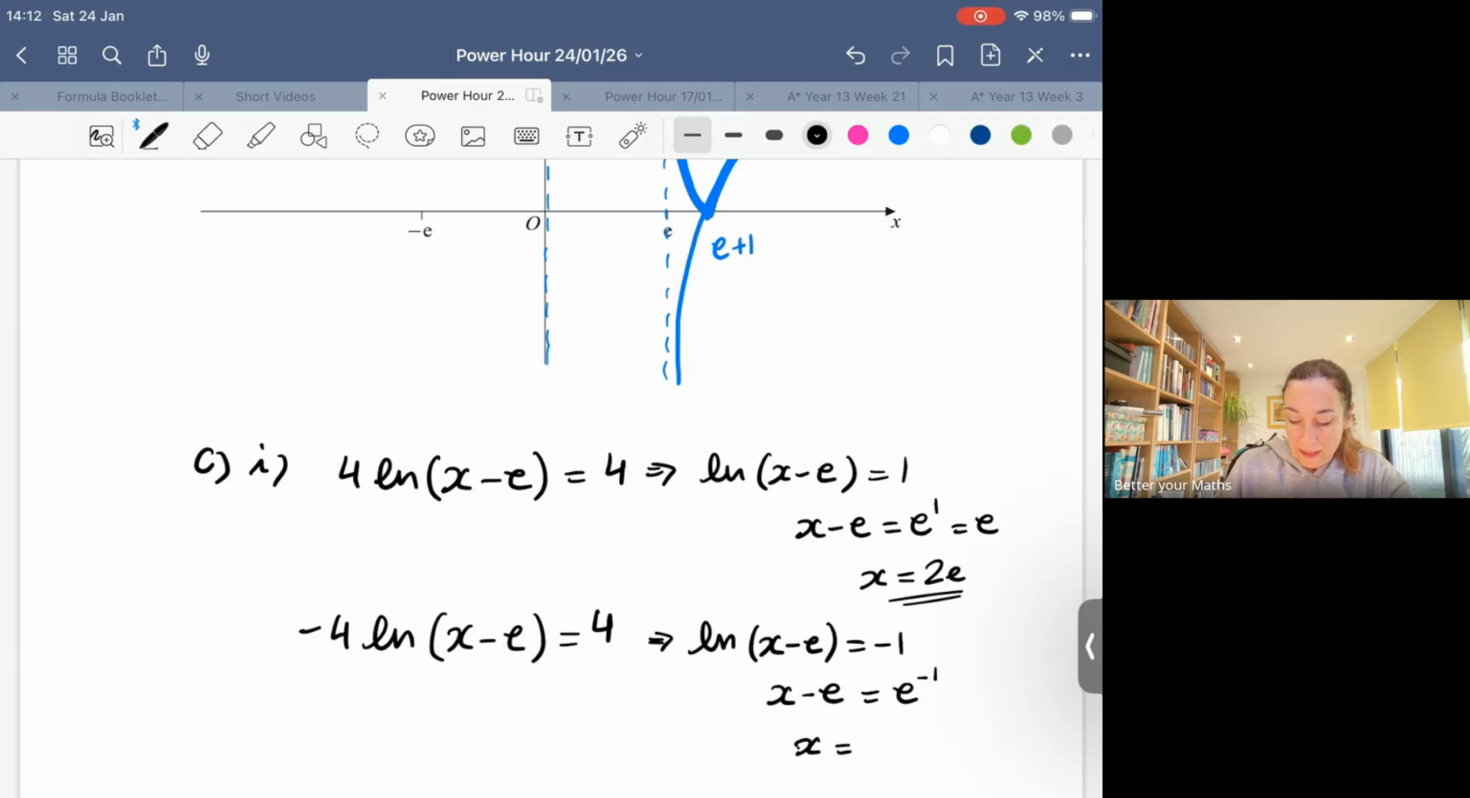X is going to be e to the minus 1. We can write 1 over e or e to the minus 1, it doesn't matter, plus e. If you want, we can write this like this, or just leave e plus 1 over e.